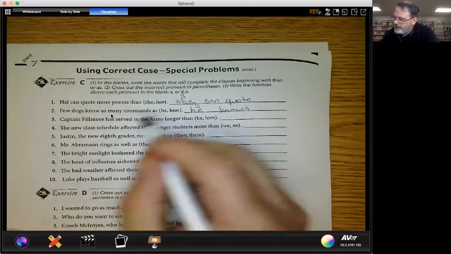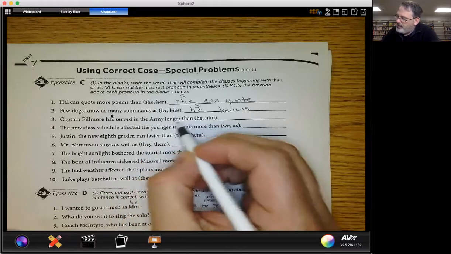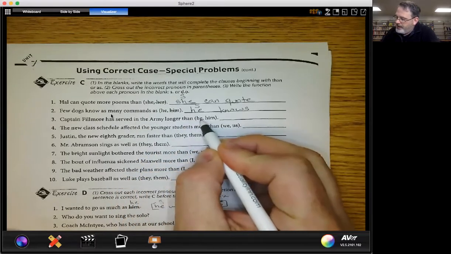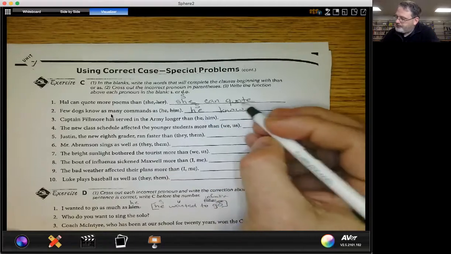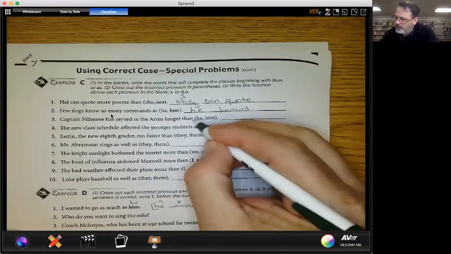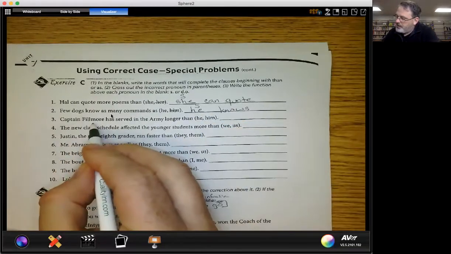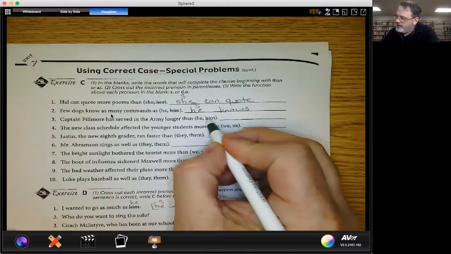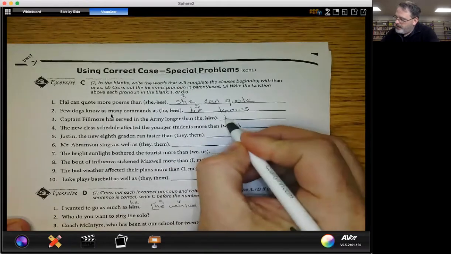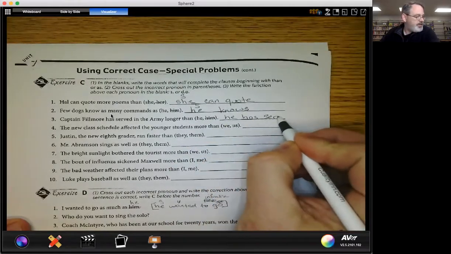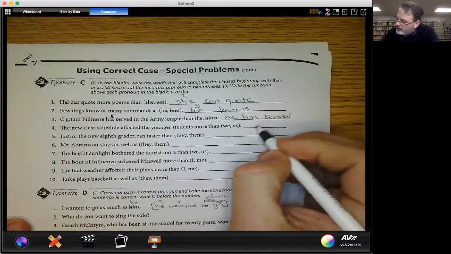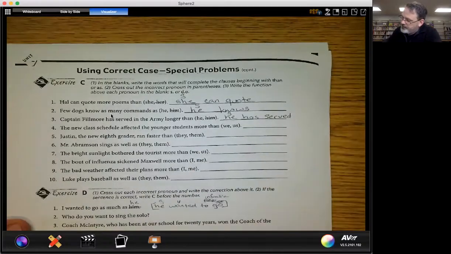Okay. Captain Fillmore has served in the Army longer than either he or him has served. All right, well, Captain Fillmore is the subject, so we know we need a nominative case, so we're going to do he has served. We're going to write subject above it. Same thing. Okay.